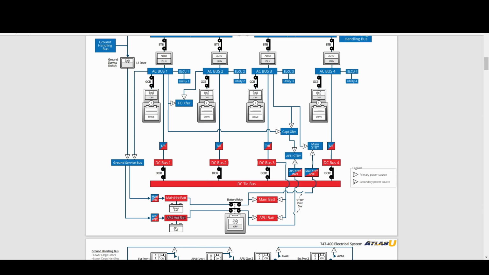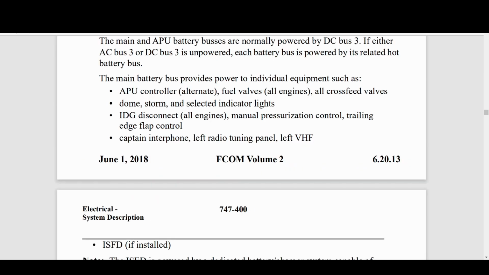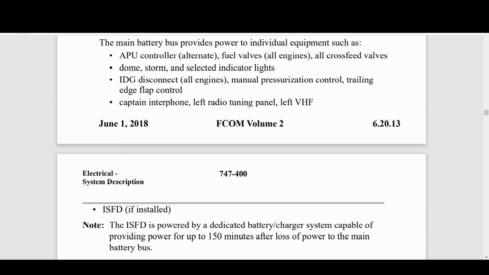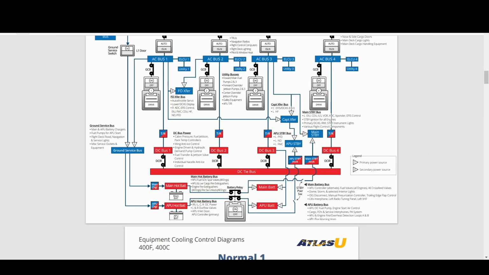What are some examples of individual equipment items on the main battery bus? APU controller, fuel valves, all engines, all cross-feed valves, dome, storm, and selected indicator lights, IDG disconnect, manual pressurization control, trailing edge flap control, captain interphone, left radio tuning panel, left VHF, ISFD. How is each hot battery bus normally powered? The ground service bus.